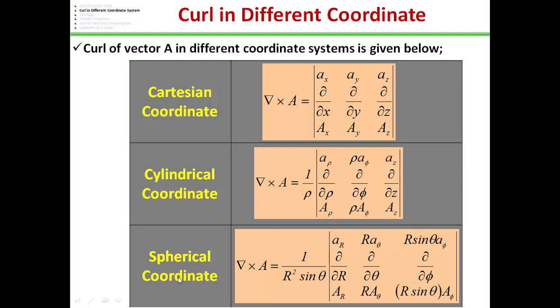In the spherical coordinate system, the curl of a given vector A is defined as 1 by r square sine theta times the determinant of ar, r a theta, r sine theta a phi, del by del r, del by del theta and del by del phi, and capital Ar, r A theta, r sine theta A phi. Capital Ar, A theta and A phi are the magnitude components of the given vector A along r, theta and phi direction. Curl of a given vector is calculated using the determinant form.